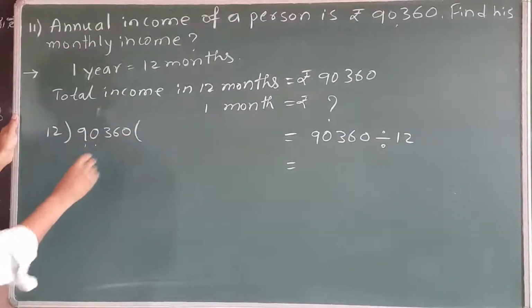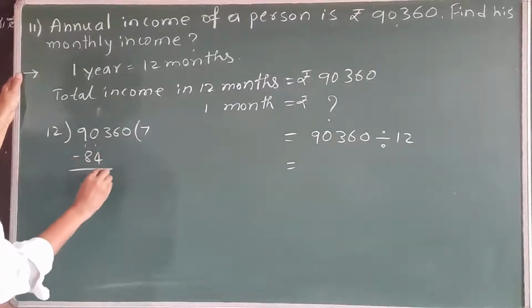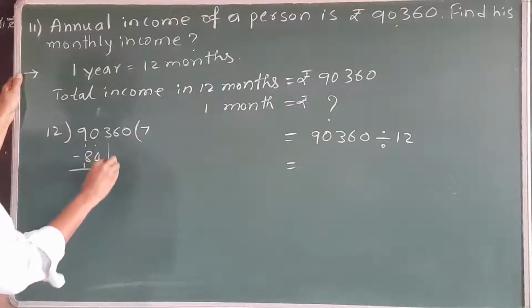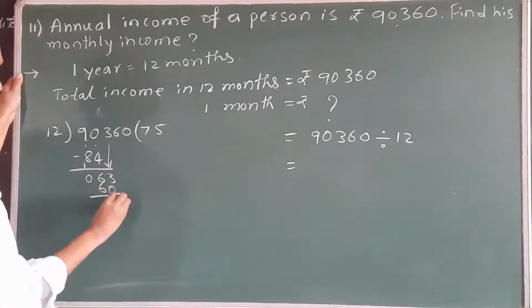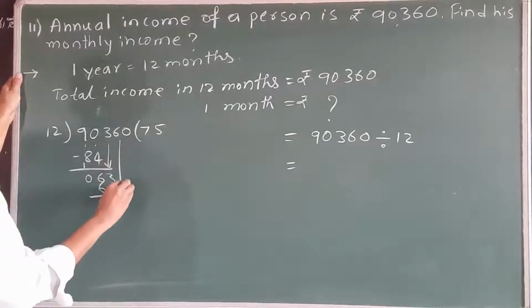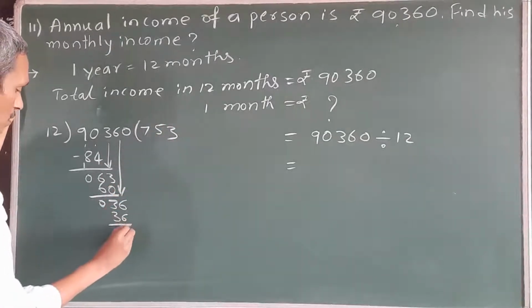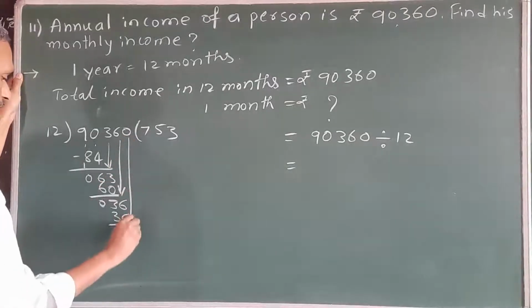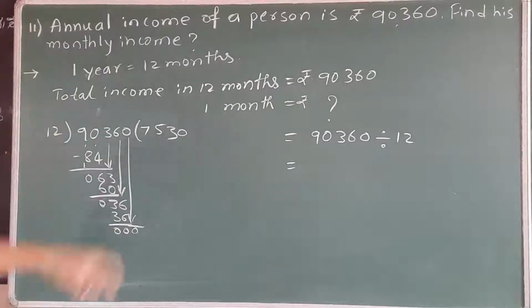12 into 9 is not there. Take next. 12 7s are 84. 6. Take next 3. 12 5s are 60. 3. 12 3s are 36. 0. Take next one. 0 is not there. We will write 0. This 7530 is the monthly income.